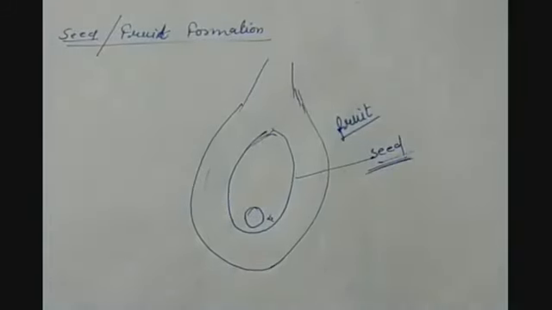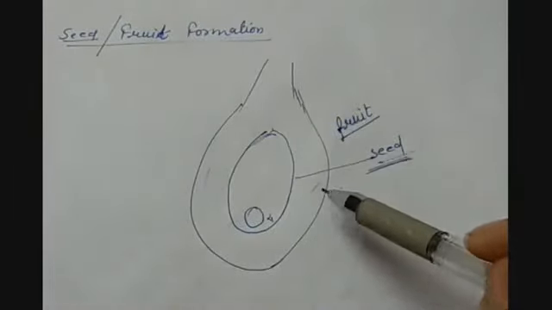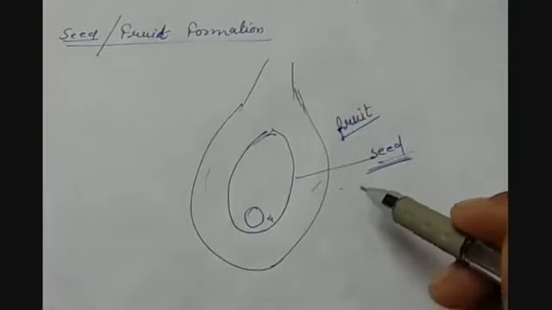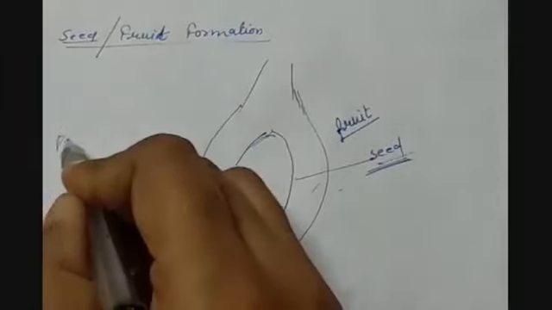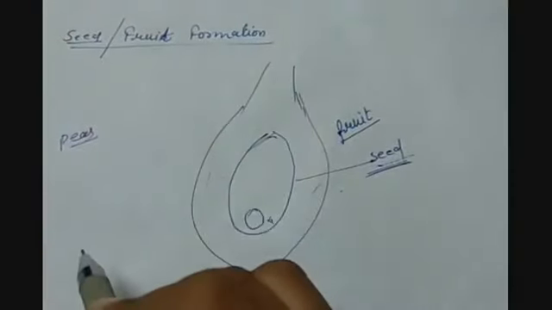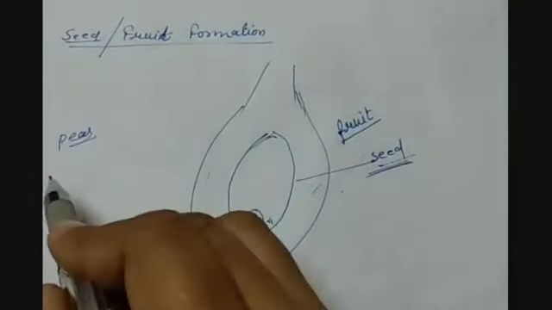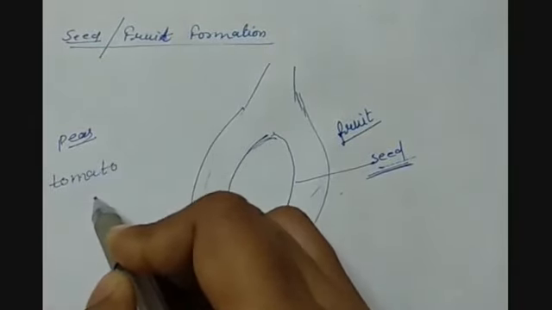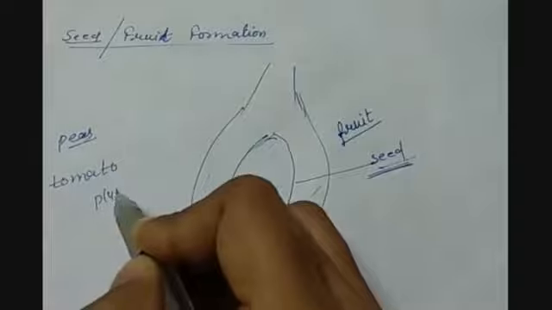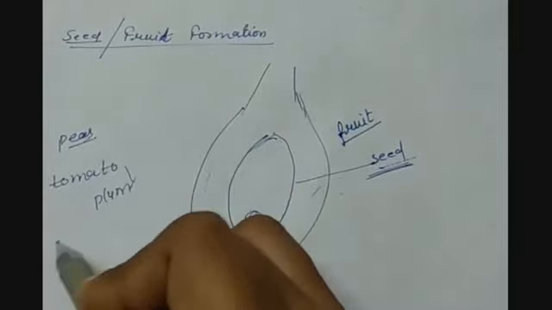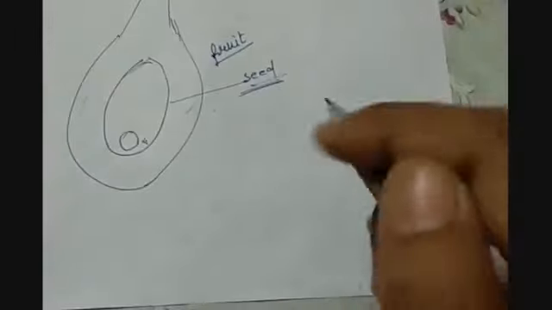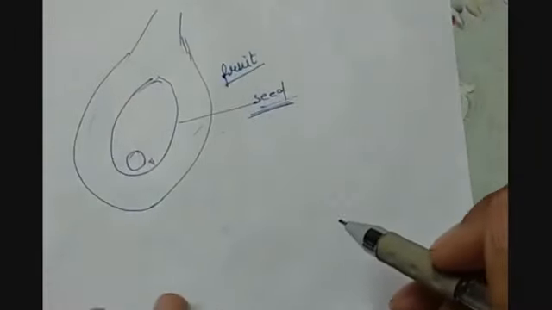Here the walls of the ovary can become hard or they can become fleshy according to the conditions. For example, in peas, the ovary wall becomes harder, and in the case of tomato and plum, it remains fleshy and edible. Here, there is a need to understand the embryo.